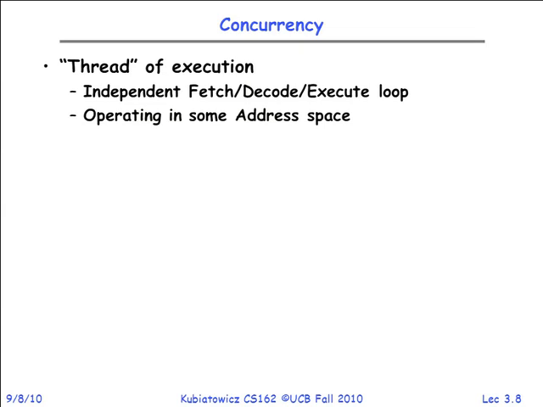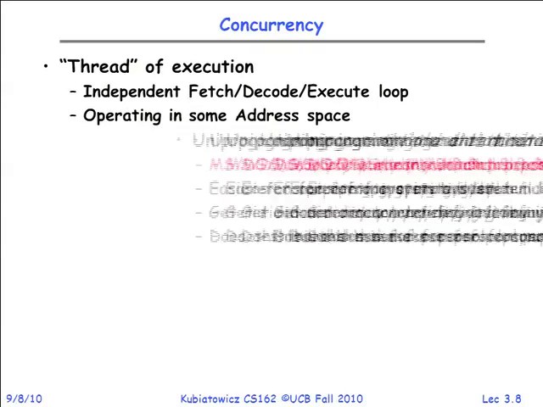So a thread of execution is basically an independent fetch, decode, execute loop. Okay, how many people here have taken 61C? Okay, good. So you remember all your processor design stuff, right? So you had a program counter. We'll bring this all back to you. A thread of execution is kind of what you thought of as your processor in 61C, and it's operating in some address space. I'll make this clearer in a little bit.